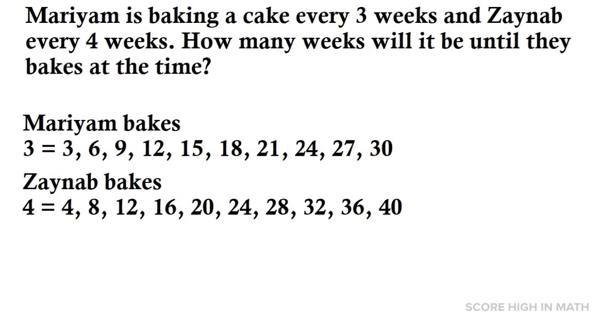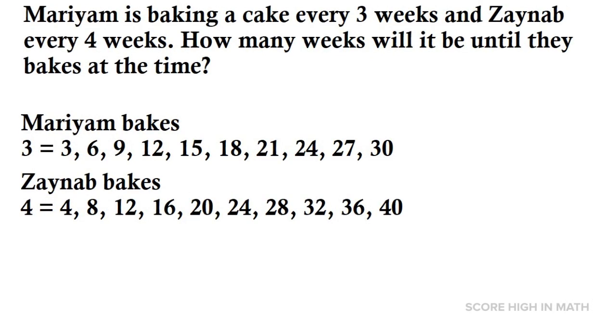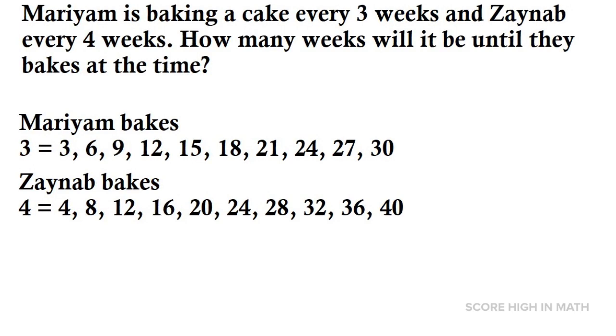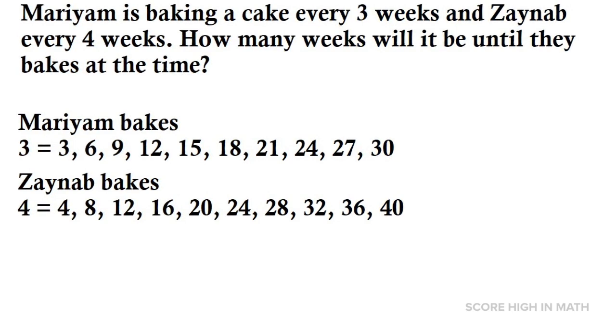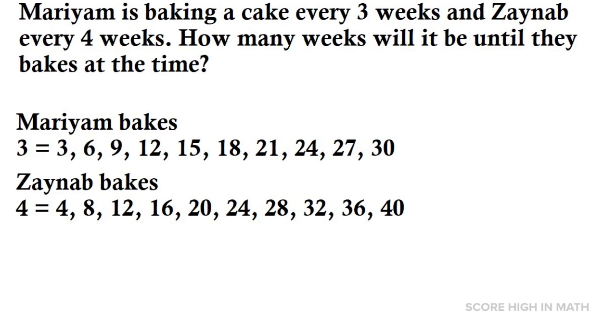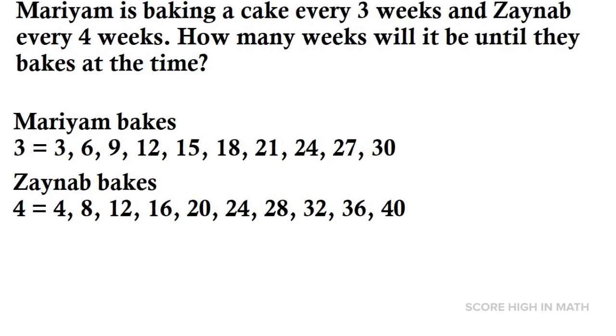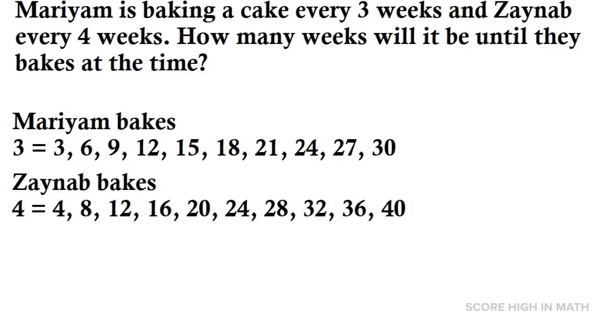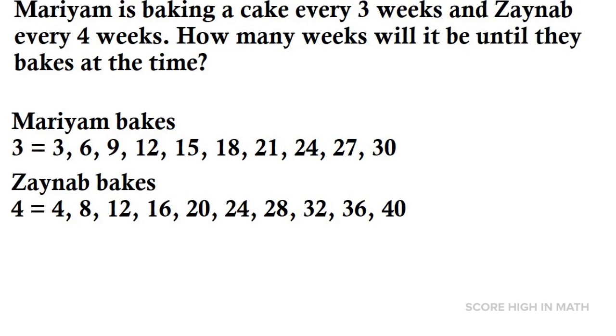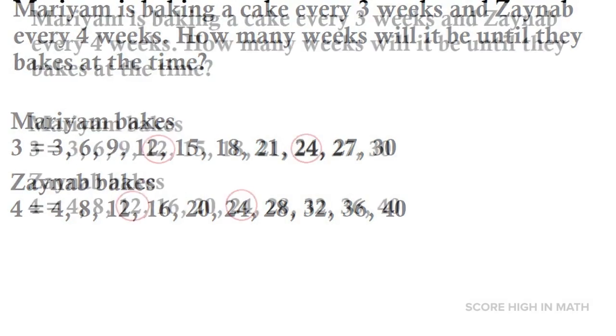Now, let us work on Zainab. She is baking a cake every 4 weeks. So, 4 plus 4 is 8. 8 plus 4 is 12. 12 plus 4 is 16. 16 plus 4 is 20. 20 plus 4 is 24. 24 plus 4 is 28. 28 plus 4 is 32. 32 plus 4 is 36. 36 plus 4 is 40.